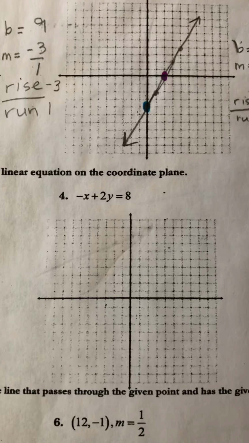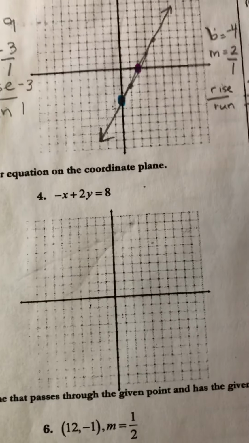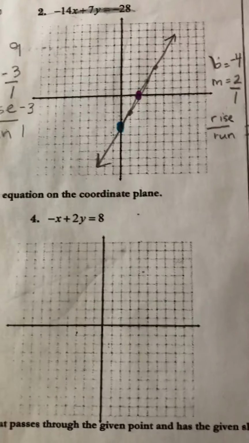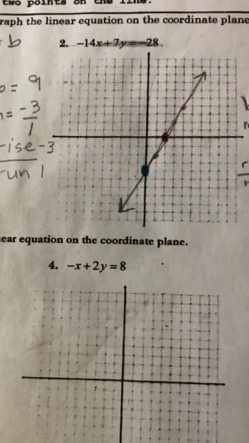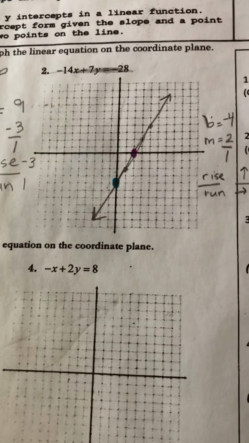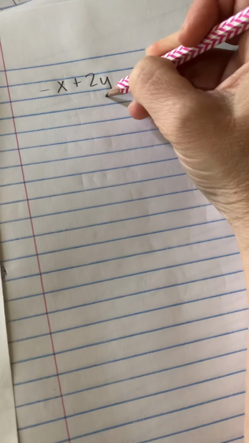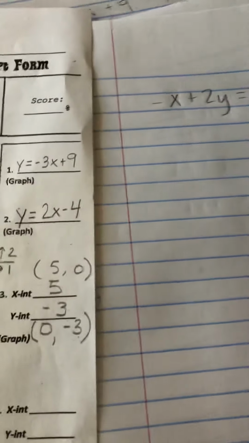All right, guys, now we're gonna go ahead and do number 4. Same directions: find the x and the y-intercept. So we know we need to set these equations up. I'm gonna just copy this equation, negative x plus 2y equals 8, okay?